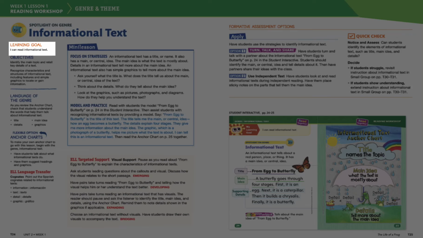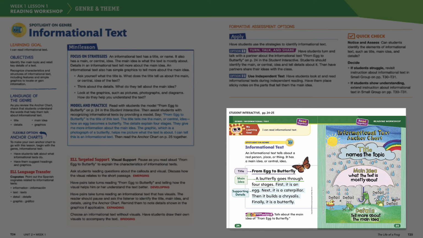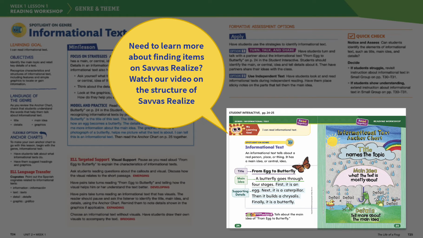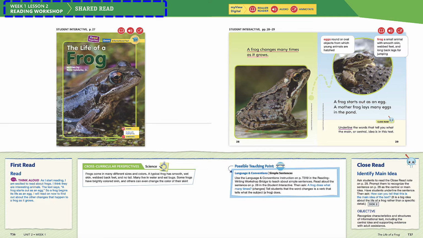Whole group reading learning goals are presented in student-friendly language and support ownership of learning. ELL transfer notes provide linguistic support to enhance and confirm understanding of complex language. Anchor charts in the Student Interactive and on Savvas Realize introduce key aspects of the genre study. Shared reading during whole group provides a time for guidance that fosters student engagement, participation, and collaboration.